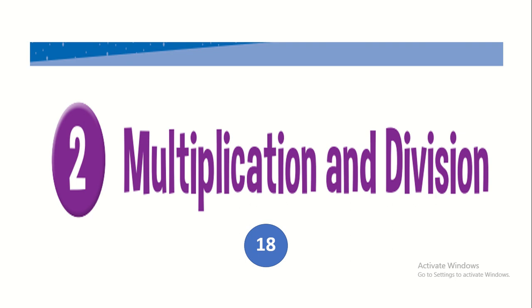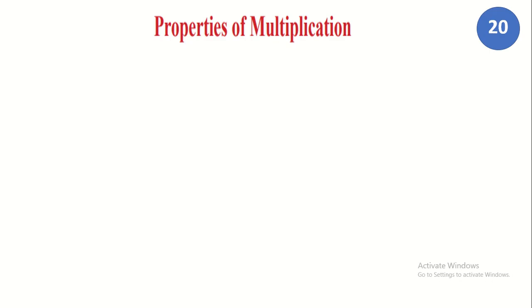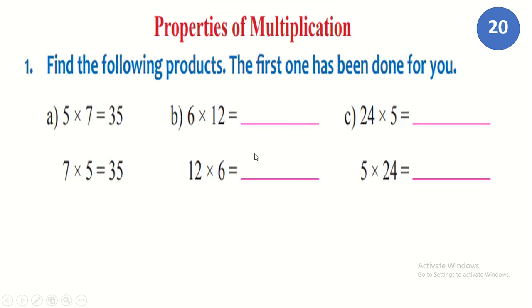Open your book, page 18. This is about multiplication and division. This is unit 2 in your book. Okay? We start here. Properties of multiplication, page 20.